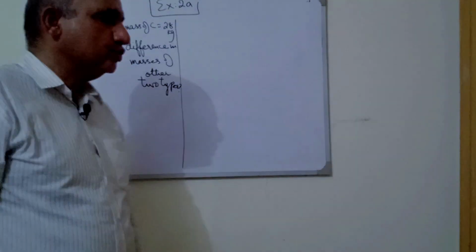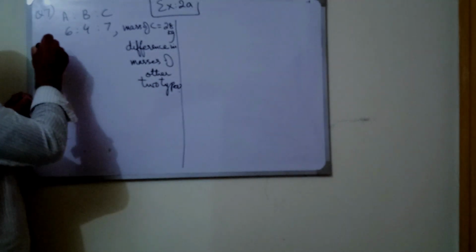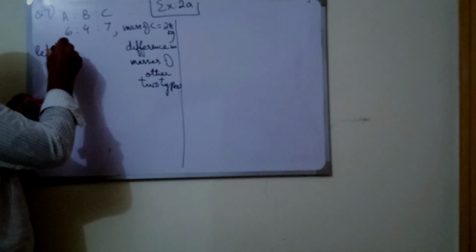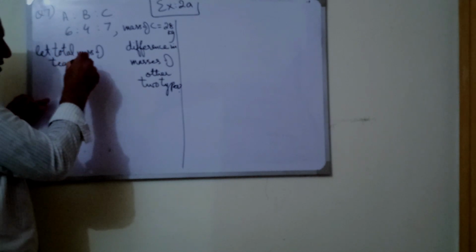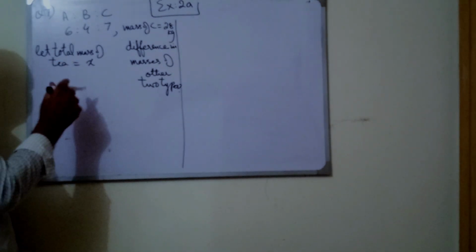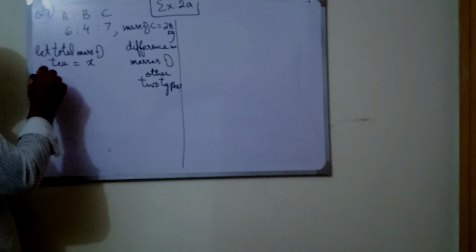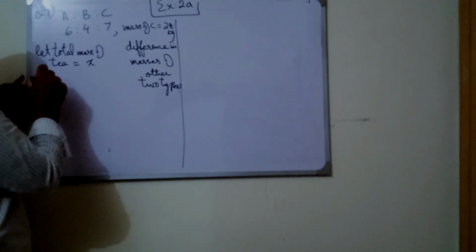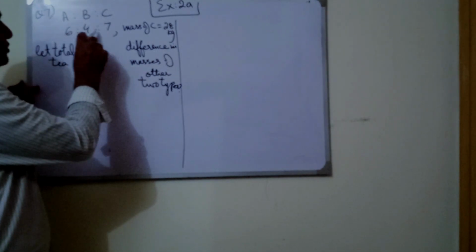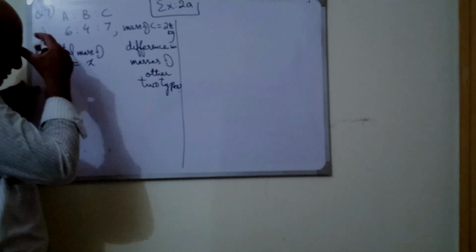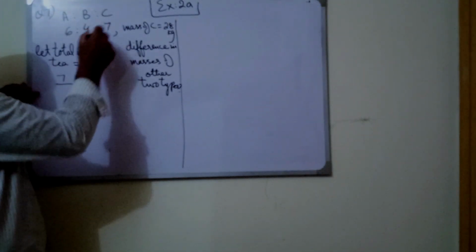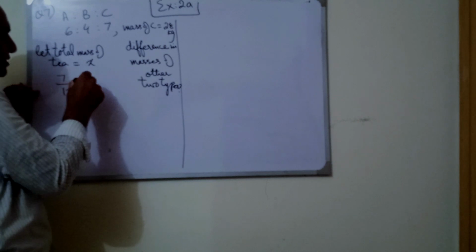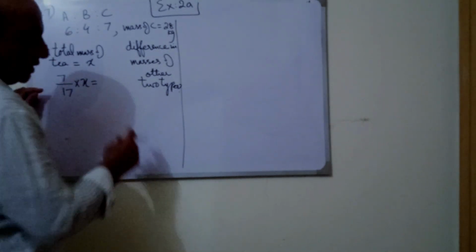Okay, so we suppose that the net total mass of T is X. As in the unitary method, what we do is say that total is X. So what is the ratio of the X? 7 over the sum of the ratio, which is 17 (6, 4, 7, so 17), into total mass. So from here we can find the total weight.